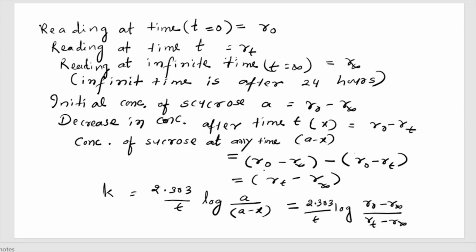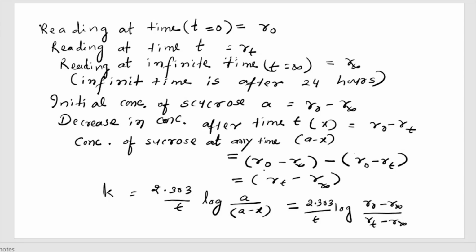And here what readings will you observe? The reading at time t equal to 0, that means when the reaction has not started, the rotation value is R0. Remember, from here you will see the formula for the inversion of cane sugar as a first order reaction. Reading at time 0 is R0. Reading at time t is RT.